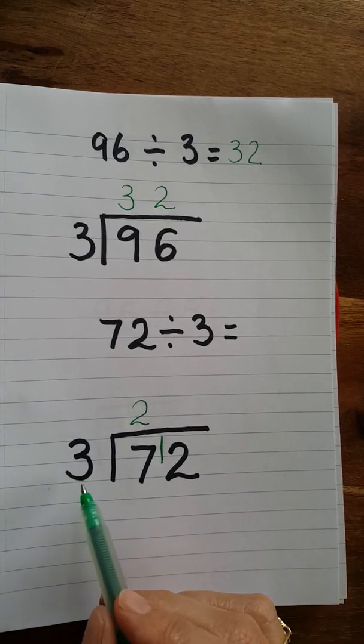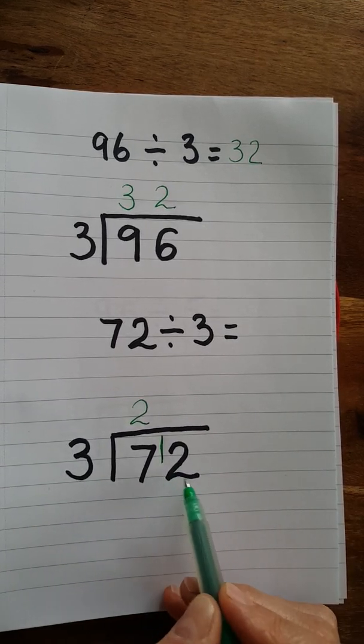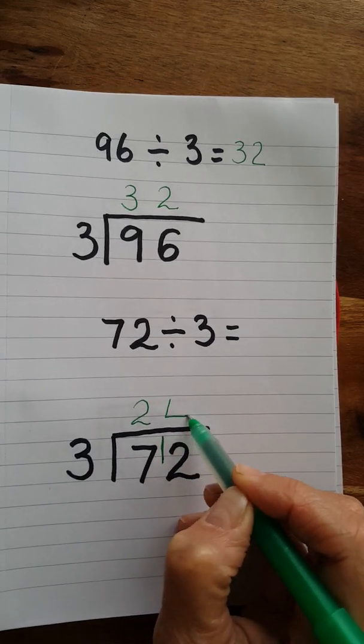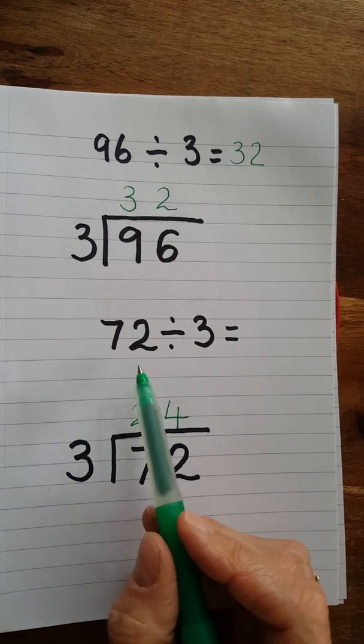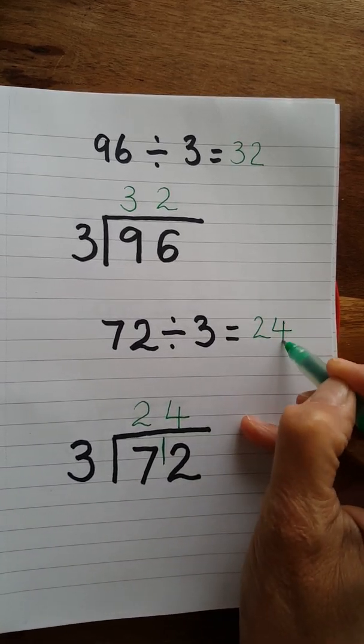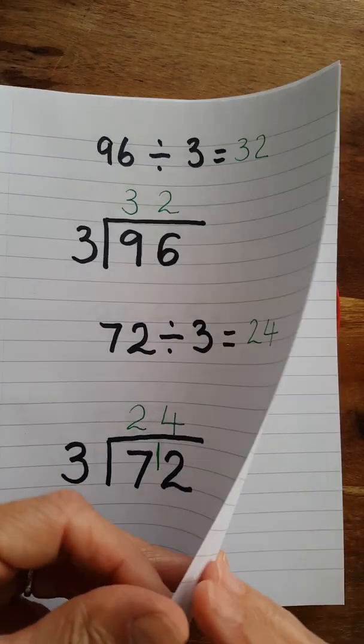So now we say, how many 3s in 12? Okay, and we know that the answer is 4. So the answer to 72 divided by 3 is 24. Okay, I'm just going to turn over the page.